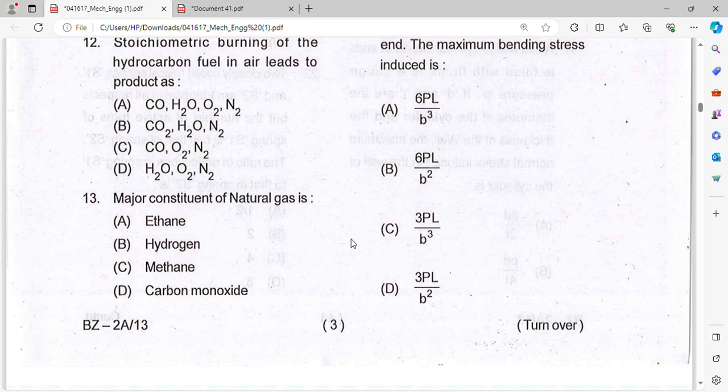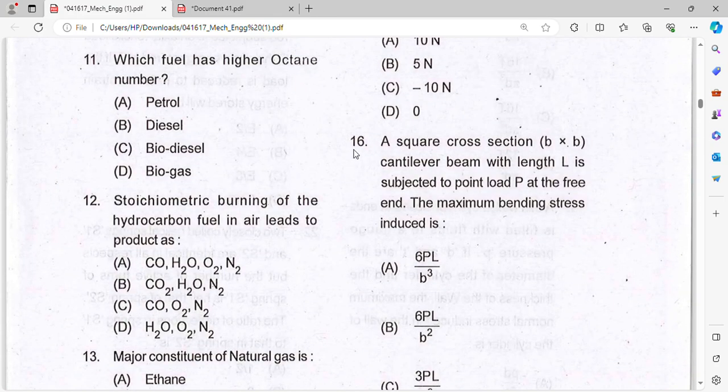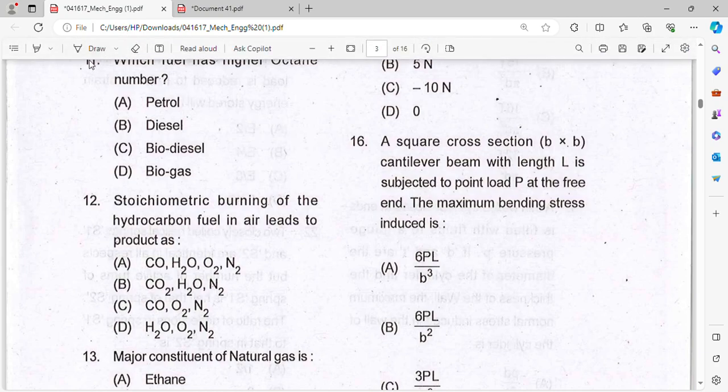In the previous class we discussed up to question number 16. Now we discuss from question number 17.